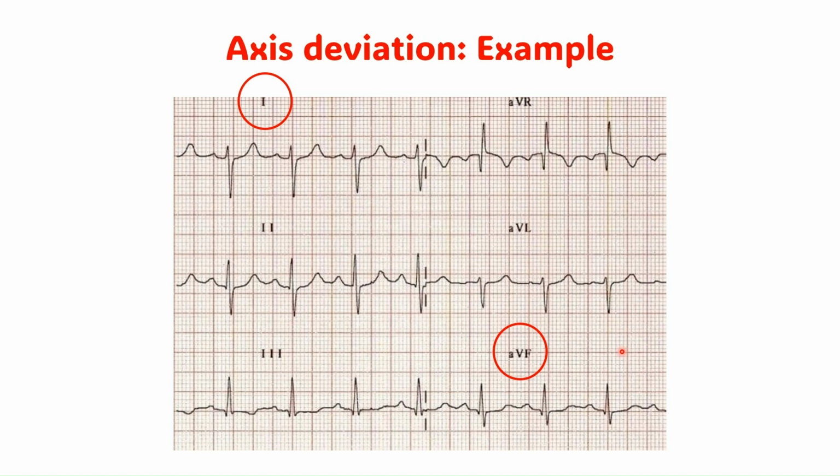Even arrhythmogenic conditions such as Wolff-Parkinson-White syndrome, etc. So to summarize, this is an example of right axis deviation.